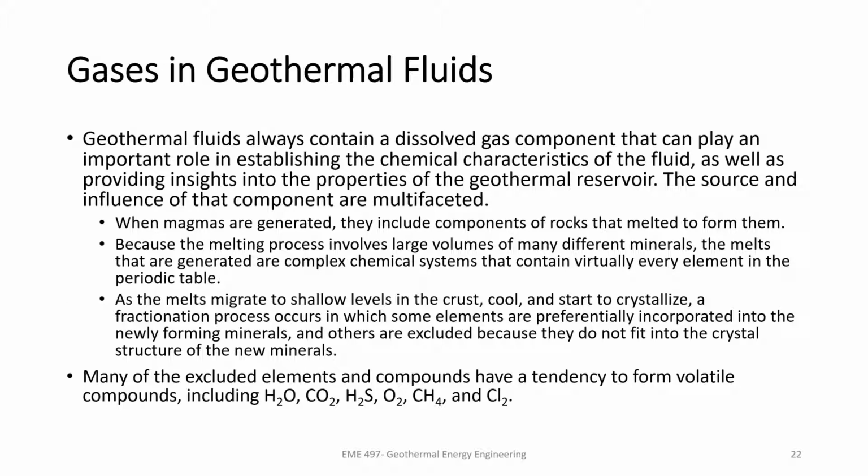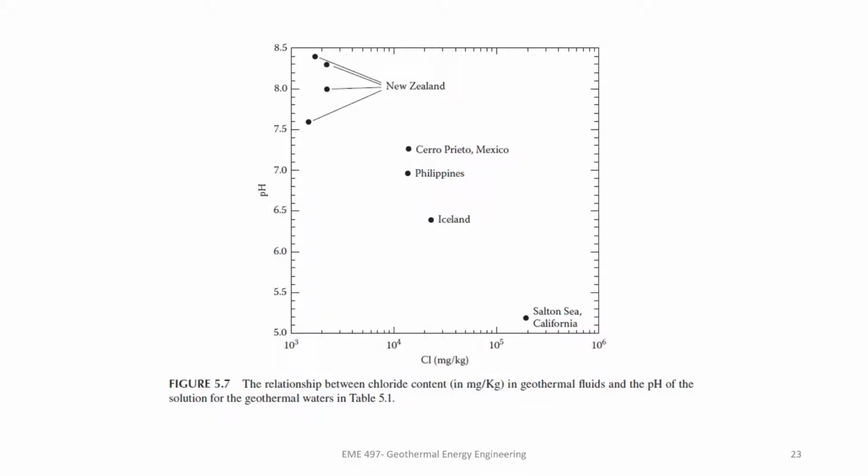The host rocks through which heated geothermal fluids migrate also can contribute to the development of a dissolved gas component. An example of this would be if the rocks contain calcite, dissolution of the mineral will increase the amount of carbonate and bicarbonate, which ultimately will increase the dissolved carbon dioxide. Here we have figure 5.7, which shows the relationship between chloride content in milligrams per kg in geothermal fluids and the pH of the solution for the geothermal waters.